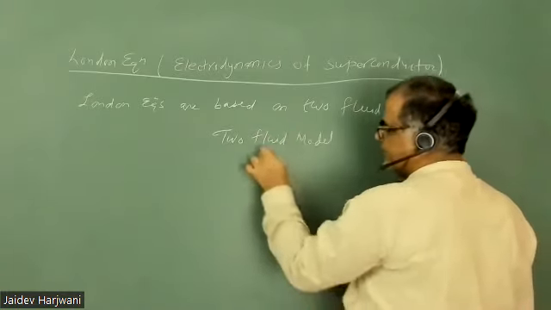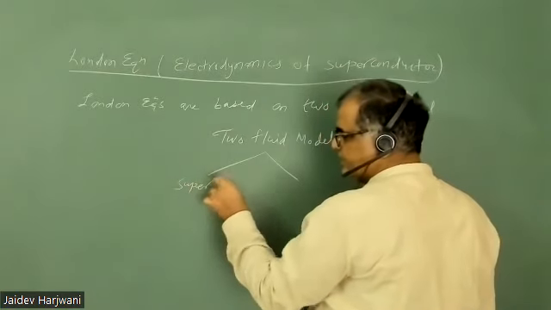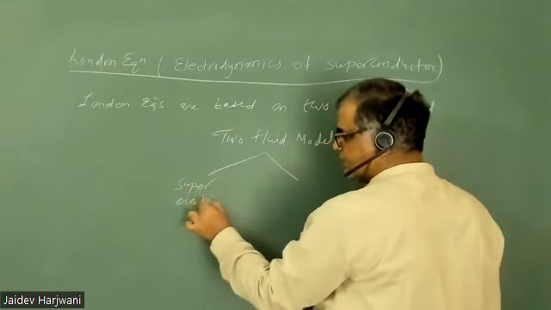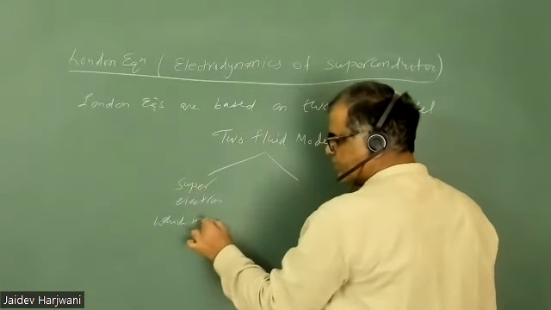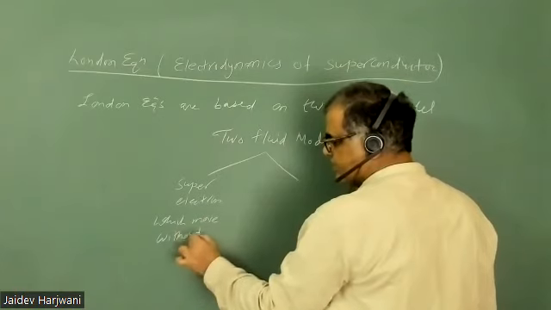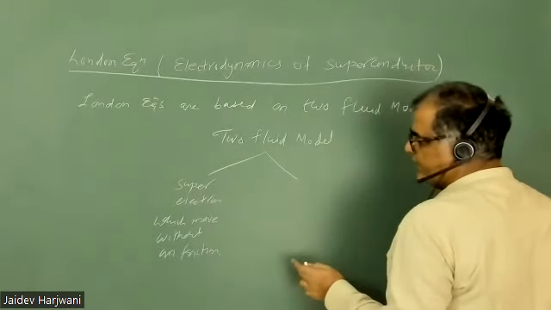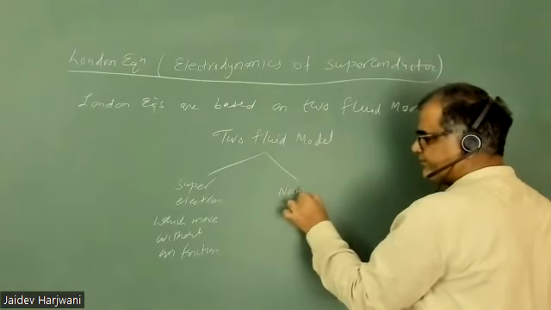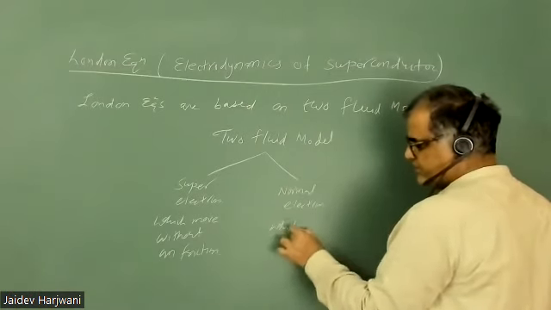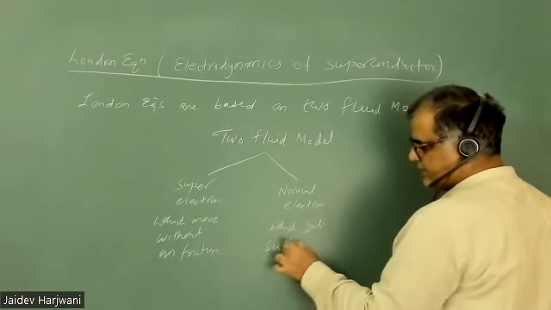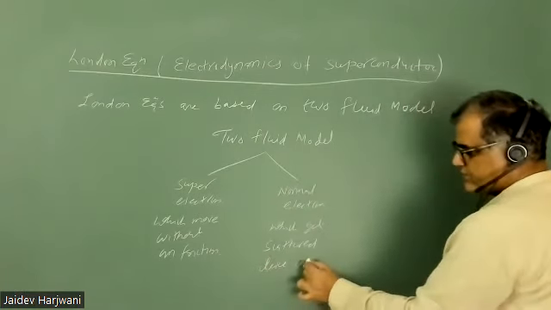Two fluid model means this model says there are two types of electrons. One is called super electrons inside the material, which move without any friction in the electric field. And the other is normal electrons inside a superconductor, which get scattered like ordinary electrons.